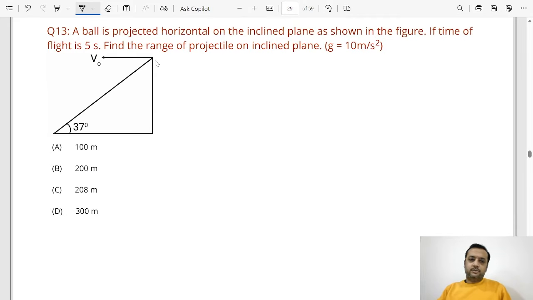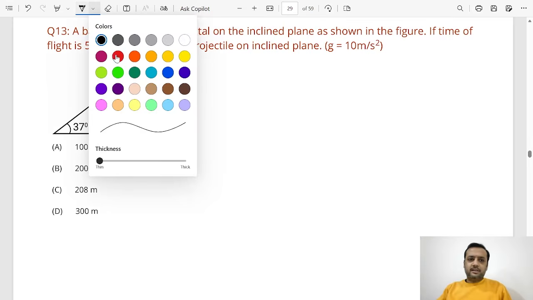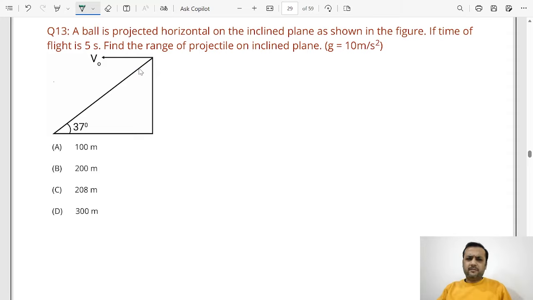Let us see this question, guys. This question is about projectile motion on an inclined plane. Generally many students struggle in this, but it's not a very difficult question, just be slightly smart. Here we have thrown a projectile horizontally and the time of flight is 5 seconds. The projectile will go somewhat like this and fall at this point. Let's say this is the landing point L and this is the throwing point O.